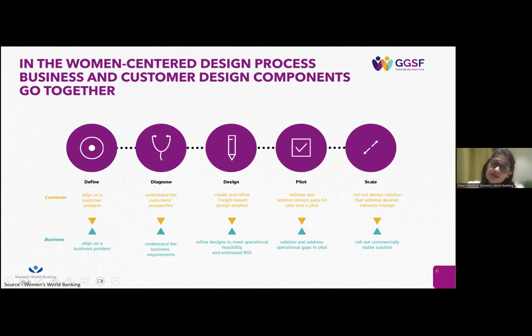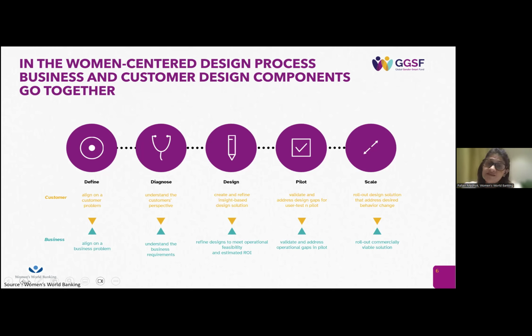While we look to understand in the diagnose stage the customer's perspective, her challenges, her barriers, simultaneously, we're looking to understand what are the challenges the business needs to face? What are the challenges an agent faces in serving women customers? Or how is the branch dealing with women customers?